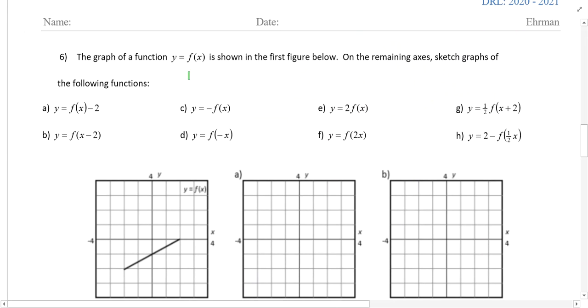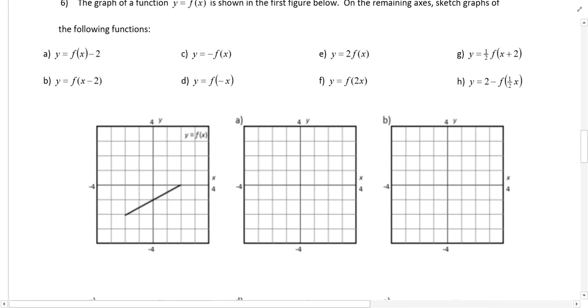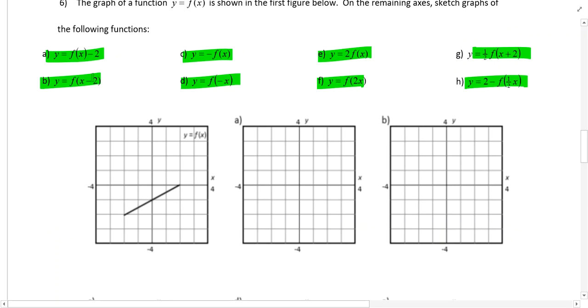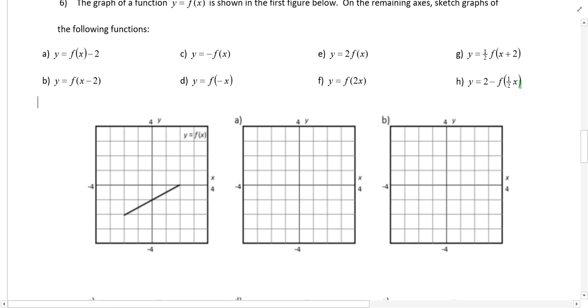Now this question says that there's a graph, f of x, and it's shown in this first figure. So here's what f of x looks like. On the remaining axes, sketch the graphs of the following functions. So all of these transformations must be executed. We don't know what f itself is, but we should be able to complete the transformations based on our notes from this unit. So I'll complete a couple of these, but not all of them.